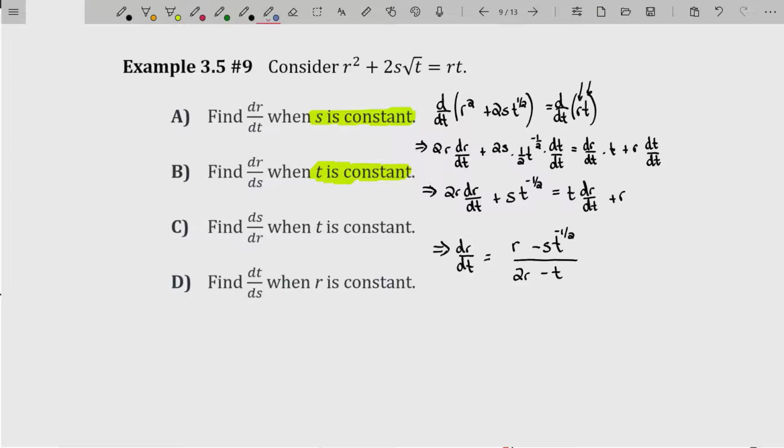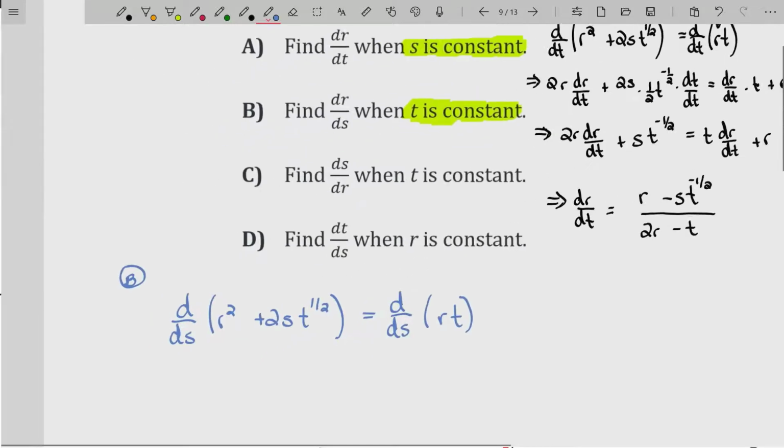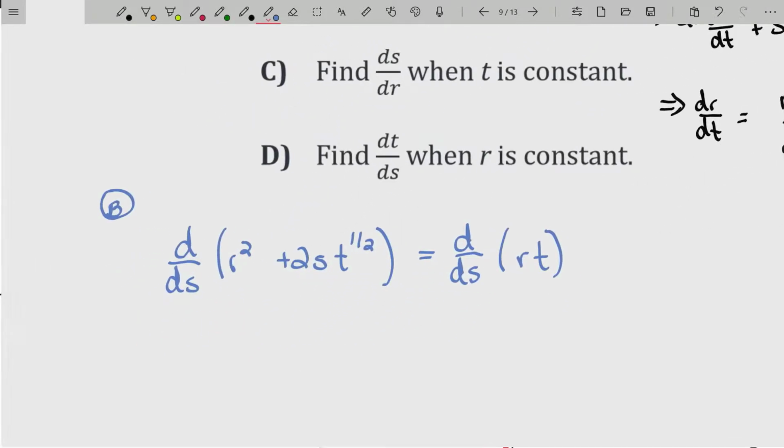So let's go ahead and do this. Part B: take the derivative with respect to s of both sides, r squared plus 2 s t to the 1/2. Notice I always replace those square roots. D ds of rt. Okay, let's do this. And t is a constant, so wherever you see a t, it's just a number.